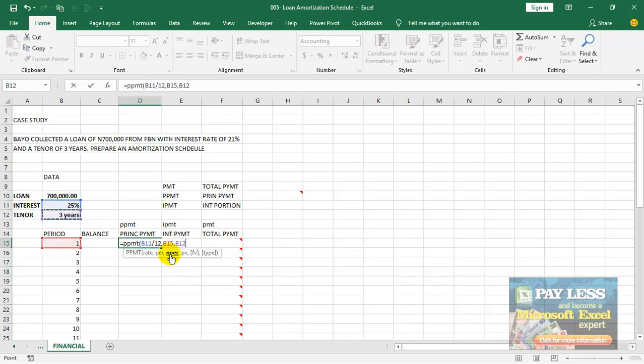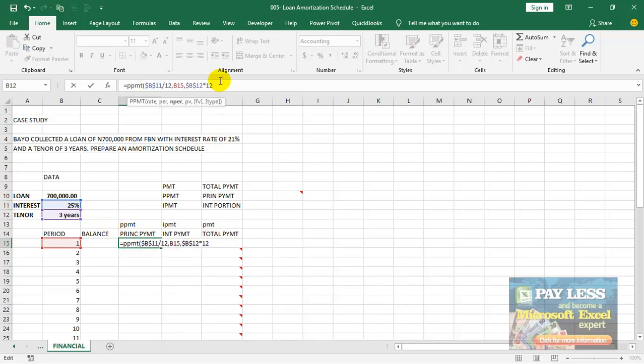Now the NPER is the number of periods, which is 3 years. The 3 years should be on the same basis as the repayment, so I'm going to multiply this by 12, because I didn't write 36 months here. I multiply by 12 to make the basis of the total repayment period the same as the interest. I'm also going to make this an absolute reference because I'm referring to a fixed location on the worksheet and I have to copy the formulas down. I'm also going to make this an absolute reference because I'm also referring to a fixed location.